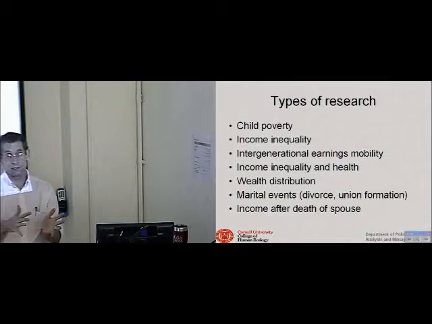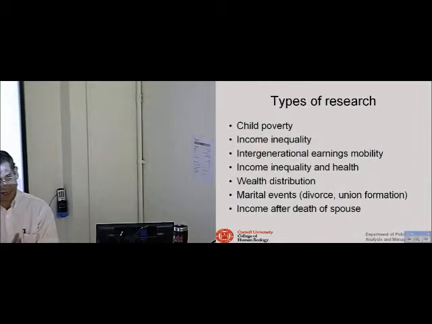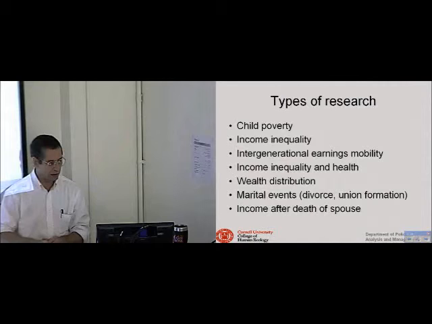There's a growing number of researchers who are looking at distributions of wealth, partly because in '84, '89, every 5 years the PSID does a special module that asks detailed questions about wealth and asset holdings and stock dividends and all kinds of things. The Germans have recently done an oversample of the highest income people in Germany, and they have a special file that tracks wealth. And so there's a lot of potential for comparison. I mentioned marital events. I mentioned income after the death of the spouse.